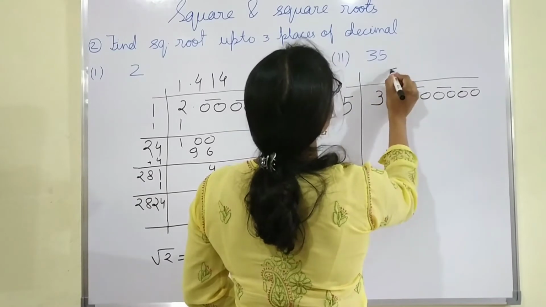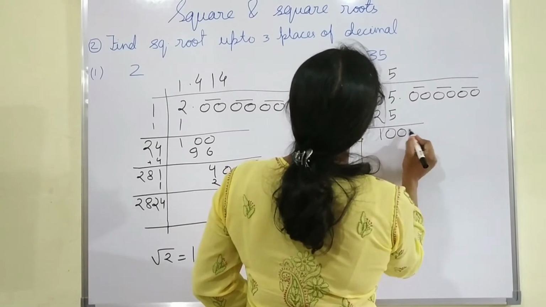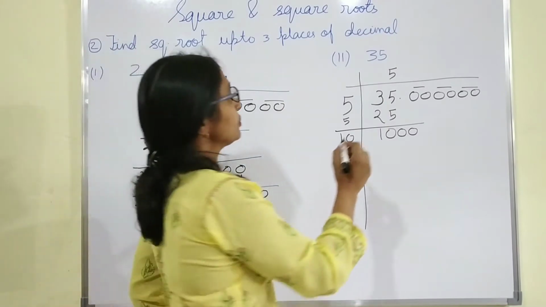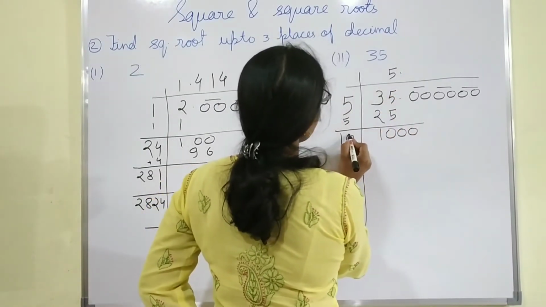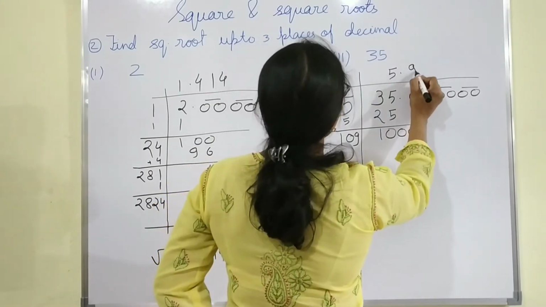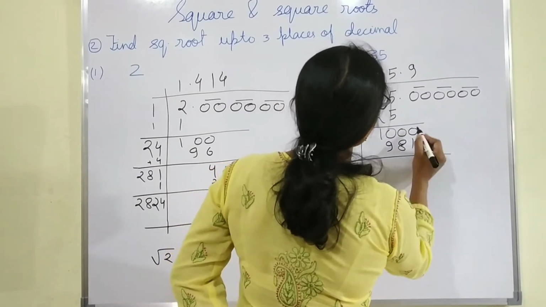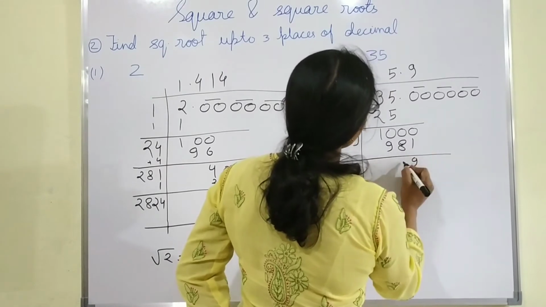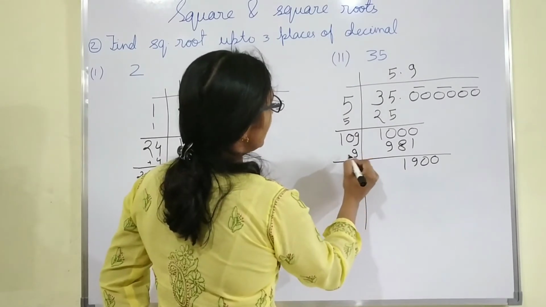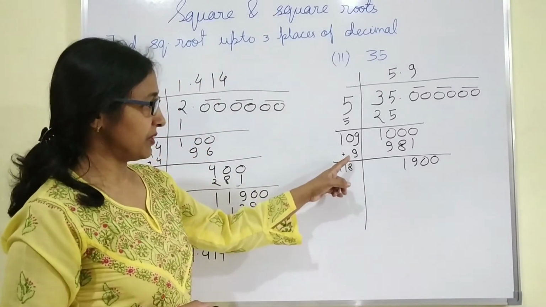So 5 5s are 25, 10, 20, 5, 10. The point is here, so we will put the point. Okay. Now 9. 9 9s are 81, 9 1s are 9. 000. Add 9, so 118. The same number I am adding.